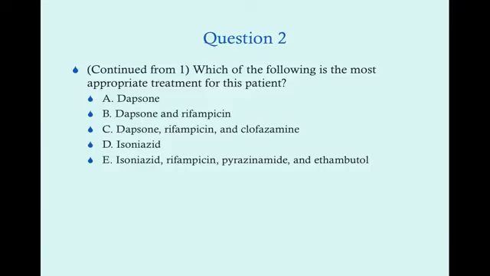Which of the following is the most appropriate treatment for this patient? A. Dapsone, B. Dapsone and rifampicin, C. Dapsone, rifampicin and clofazimine, D. Isoniazid, or E. Isoniazid, rifampicin, pyrazinamide, and ethambutol. Okay, so you can pause here if you want to look at this one.